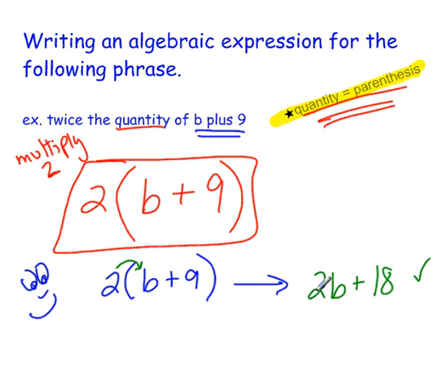2 times b is 2b. There's an understood 1 right here. So it's like 2 times 1 is just 2. And then 2 times a positive 9, which is a positive 18. So this is going to wrap up our lesson on combining like terms, distributive property, and I've tossed in writing an algebraic expression.